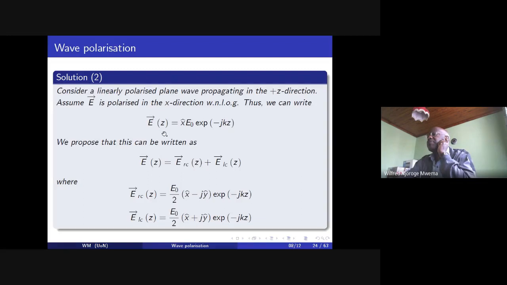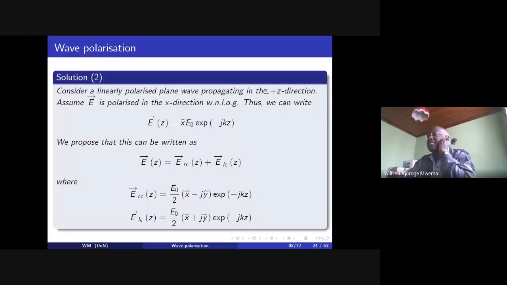or positive y and so forth. You have E naught exponent of minus jkz. Now, what I propose is that we can always express E in the following form: a component that is right circularly polarized plus a component that is left circularly polarized.